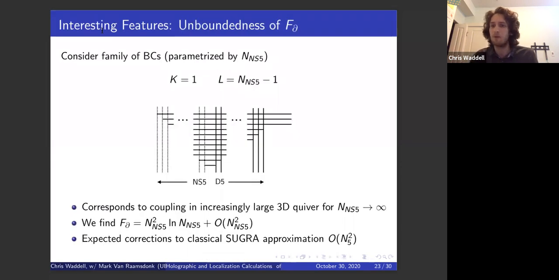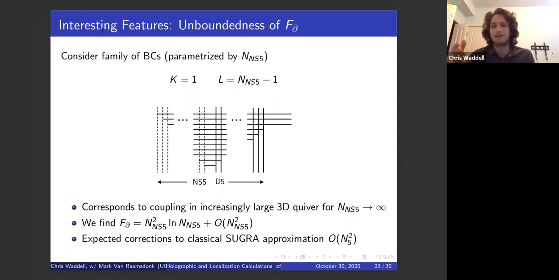Another interesting feature, moving beyond these boundary conditions where we have only D5s or only NS5-branes, is that we can see from our expression for boundary F that this quantity is unbounded in general. So we can demonstrate this by considering a certain family of boundary conditions parameterized by some integer, which is the number of NS5-branes in our boundary condition. But we're going to consider specifically the family where we take all of the NS5-branes to have a single D3 ending on it from the right, whereas all of the D5s will have a single D3 ending on it from the left.